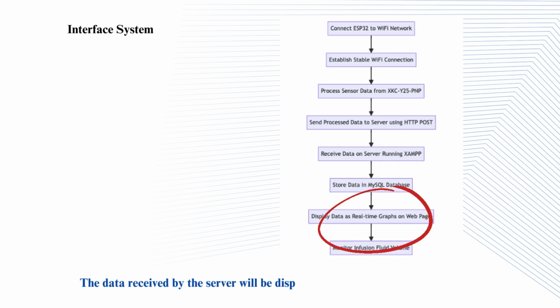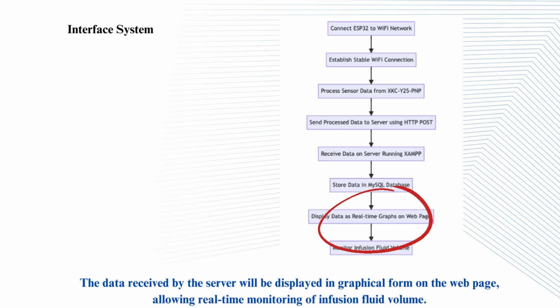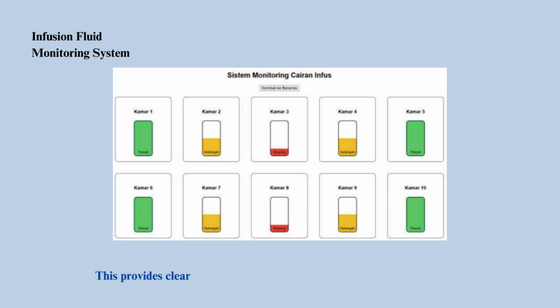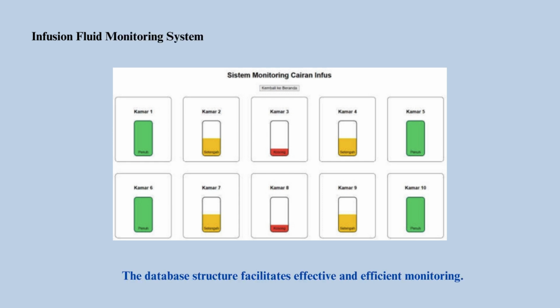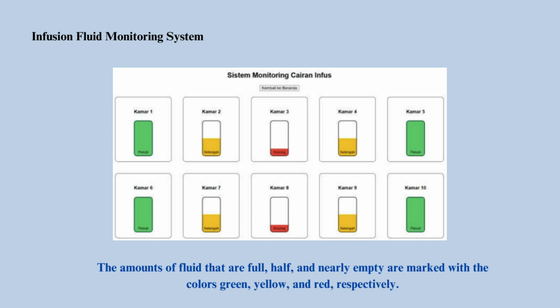The data received by the server will be displayed in graphical form on the web page, allowing real-time monitoring of infusion fluid volume. Here is the display design of the software fluid monitoring. This provides clear information on the condition of infusion fluid in each room. The database structure facilitates effective and efficient monitoring. It enables infusion fluid volume data to be displayed in real time on a web page in a local network. The amounts of fluid that are full, half, and nearly empty are marked with the colors green, yellow, and red, respectively.